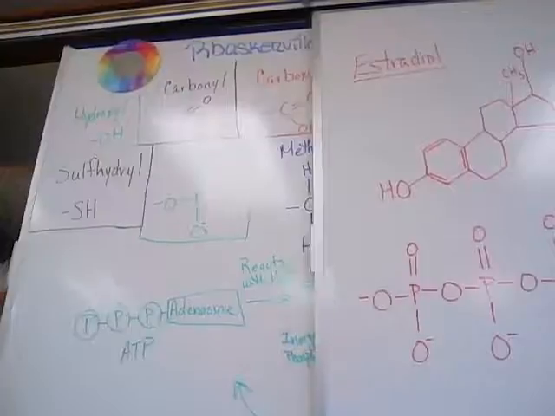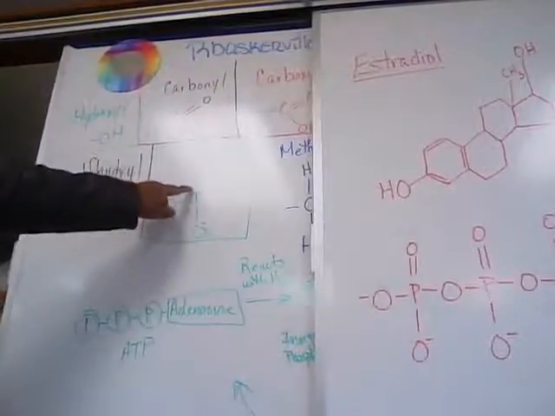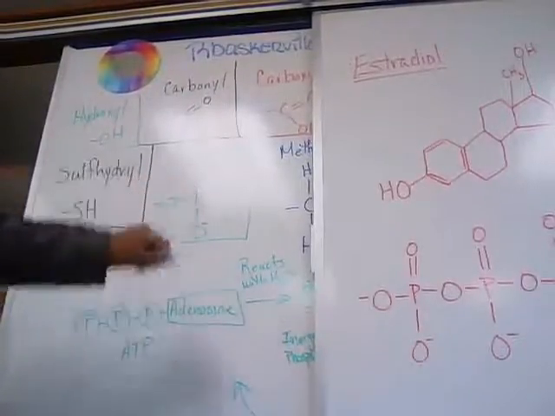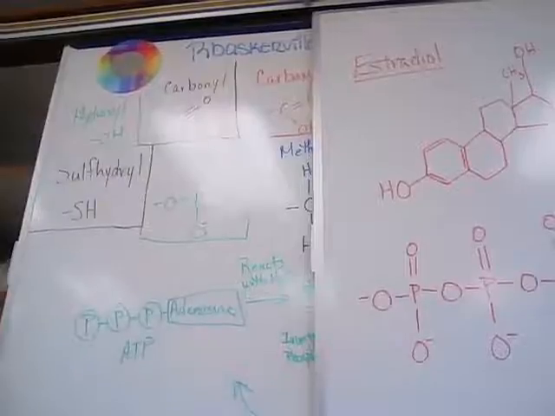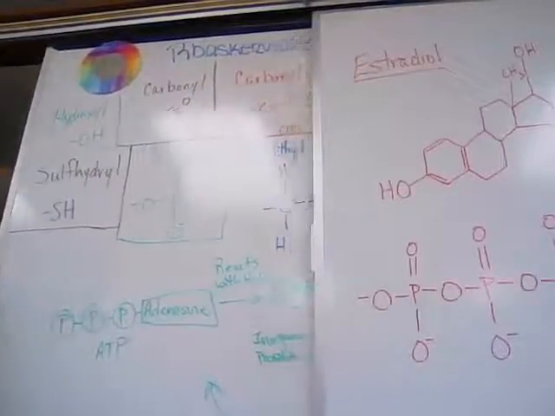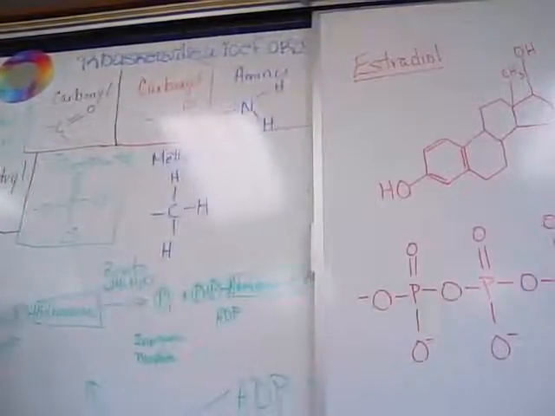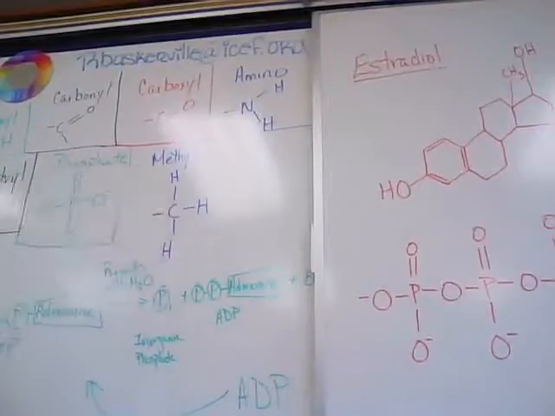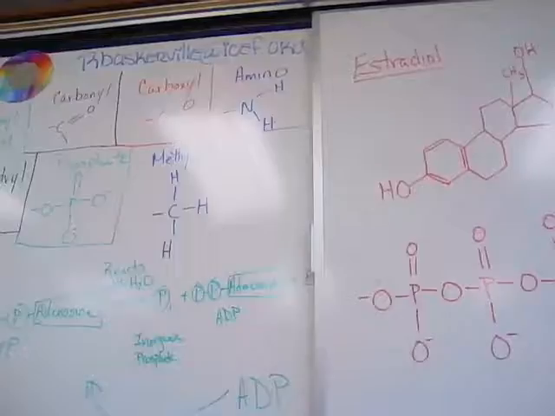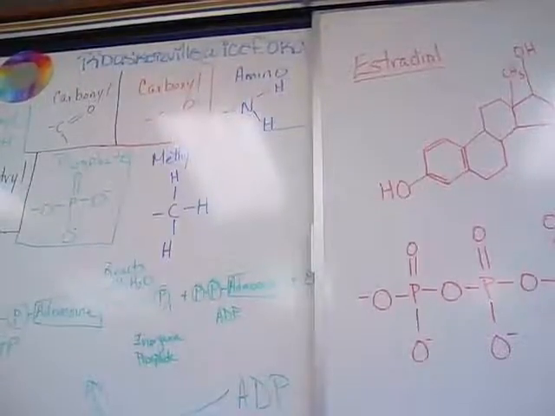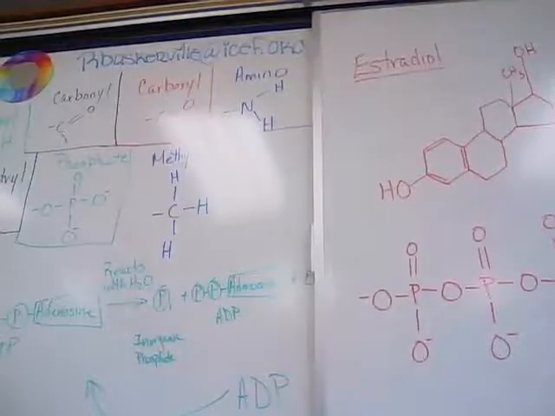And the last one, the methyl group. A methyl group consists of a carbon bonded to 3 hydrogen atoms. The methyl group may be attached to a carbon or to a different atom.